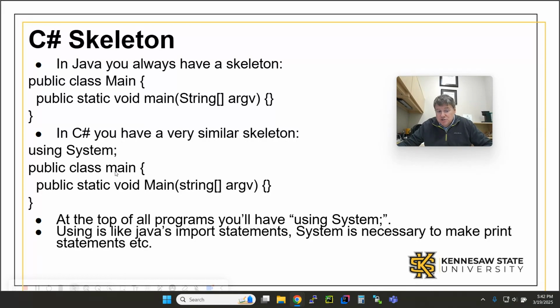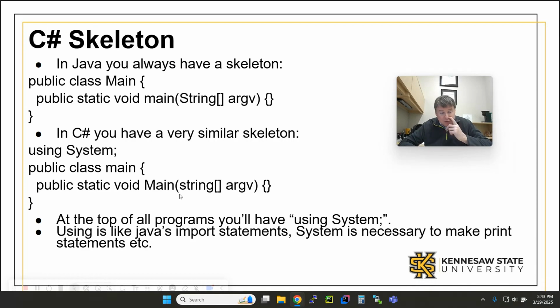By convention, it's usually a lowercase m instead of a capital, and then it's going to be a public static void main with a capital M instead of a lowercase. Other than that, you can see string has a capital letter in Java and it doesn't in C Sharp, but the two skeletons are almost identical. And that's going to be the theme of this lecture: I'm going to show you the differences between the two languages, and you're going to come away going, okay, it's pretty much the same language.